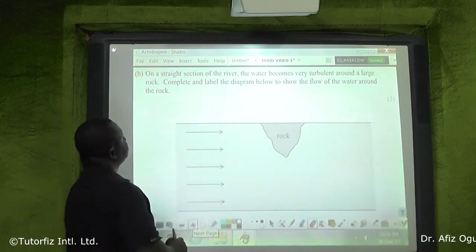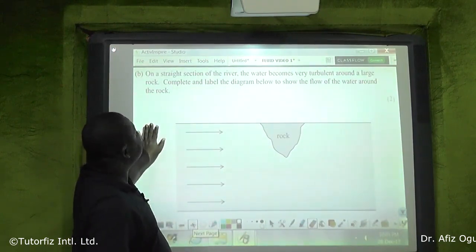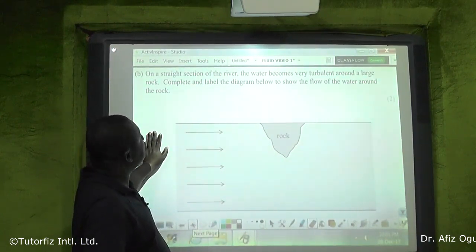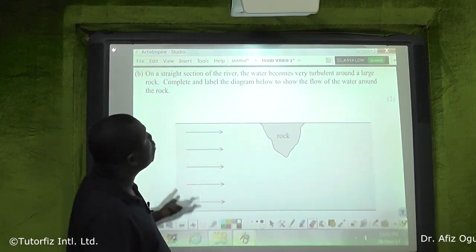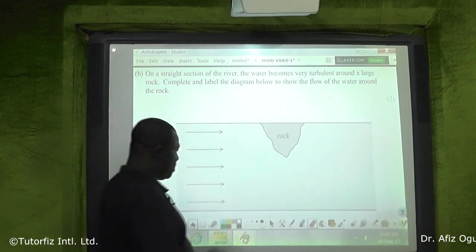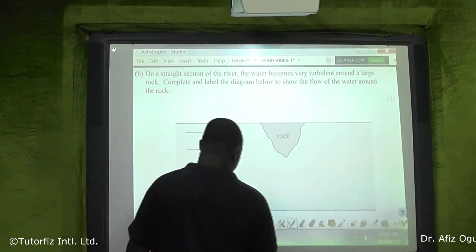Question number 2. On a straight section of the river, the water becomes very turbulent around a large rock. That is the large rock there. Complete and label the diagram below to show the flow of water around the rock.